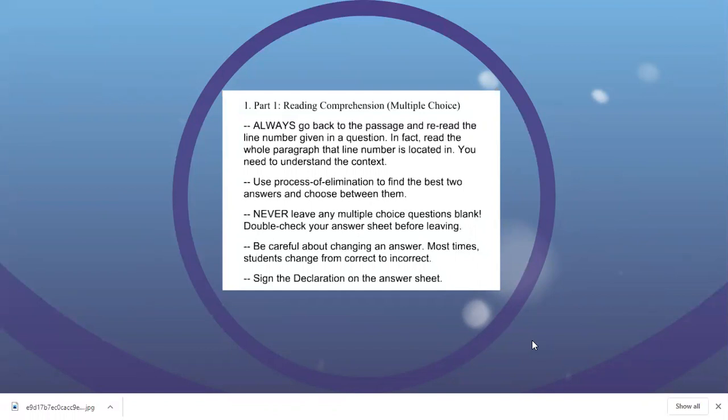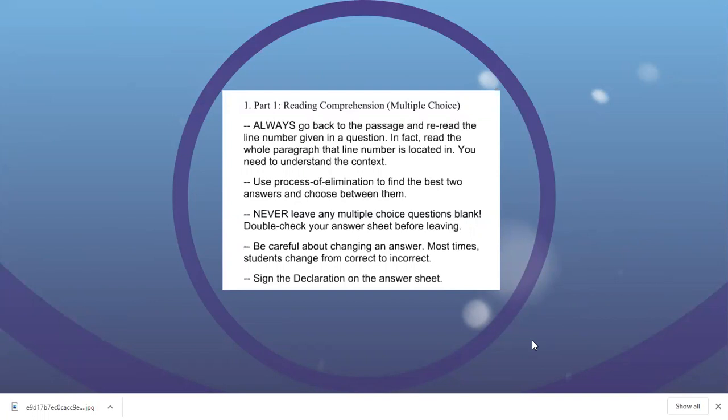In fact, read the whole paragraph that the line is located in, because sometimes what they're looking for is going to be either the sentence before or the sentence after. So you kind of have to know that context. And that's really important, because a lot of people just go and answer the questions, look at the multiple choice, go back and read and get done as fast as possible.